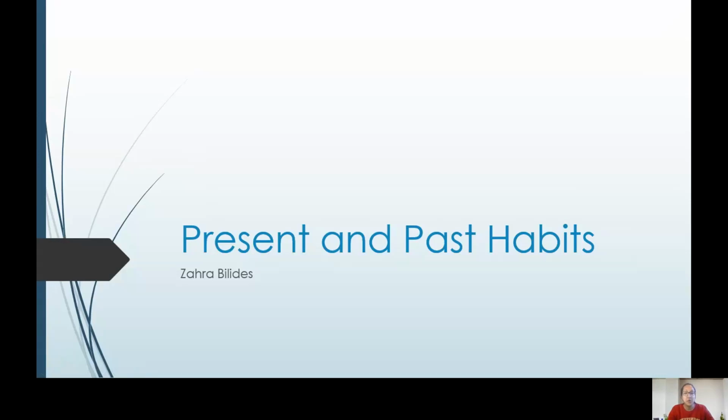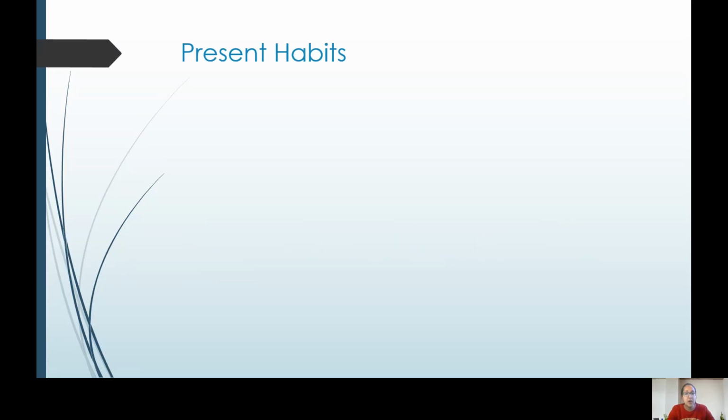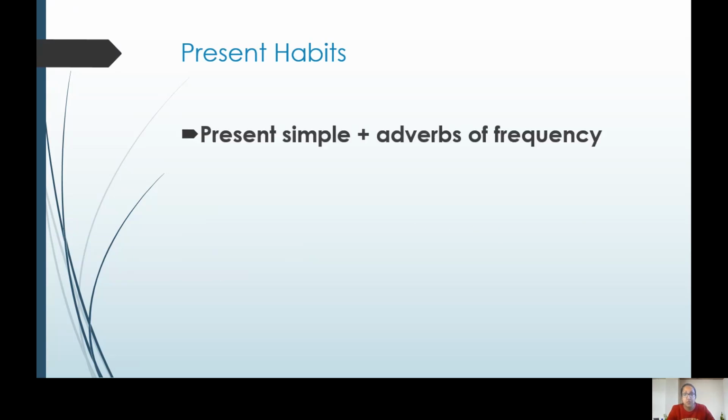Today we're going to talk about present and past habits, the things we do regularly or as a routine in the present time and the past time. Let's start with the present. So we usually use present simple to talk about things that we regularly do in the present. We can use adverbs of frequency with the present simple to show how often we do these routine habits.